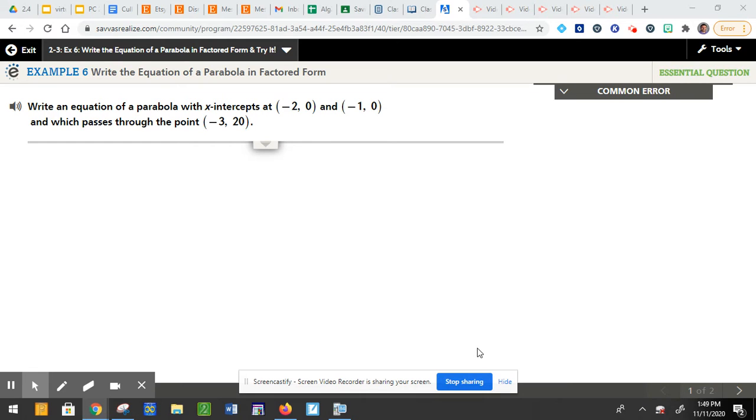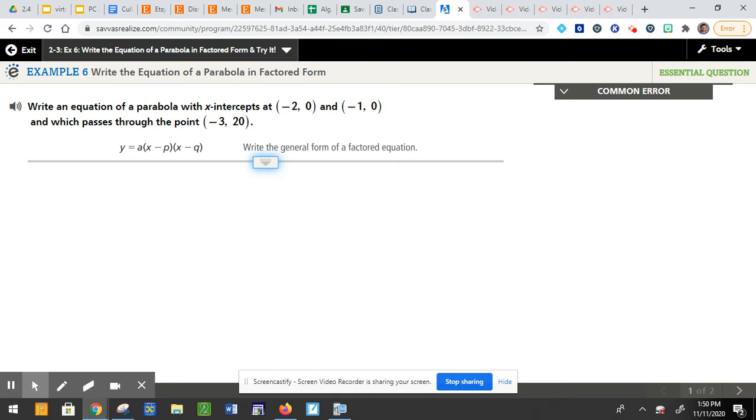Last example here, we have two x-intercepts and a third point, and try to write the equation. What we're going to be able to do is utilize what we just learned, but in reverse, meaning because I know that one of the x-intercepts is at -2, I know that the factor that came from is x plus 2. And then same thing with -1 as an x-intercept. It must have come from a factor that's x plus 1. Then the -3, 20, you're going to substitute in for x and y and solve for the a value.